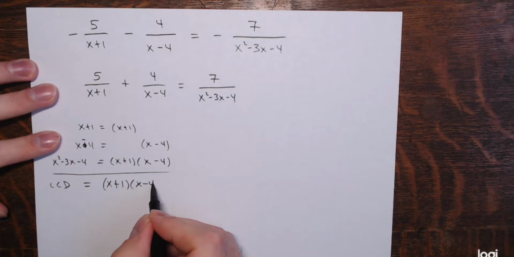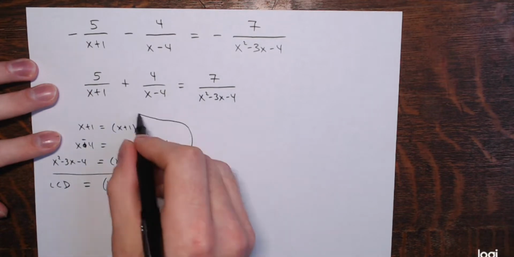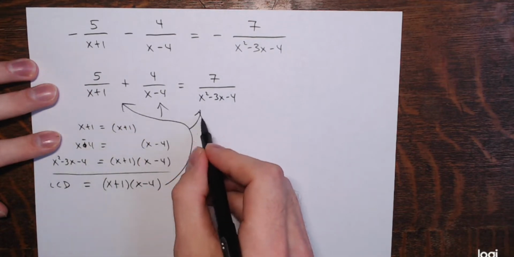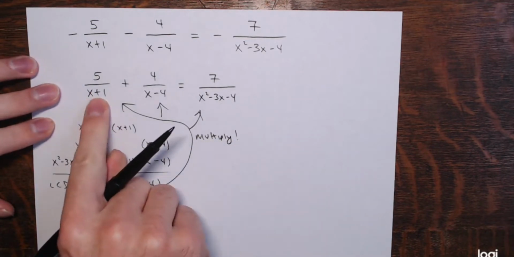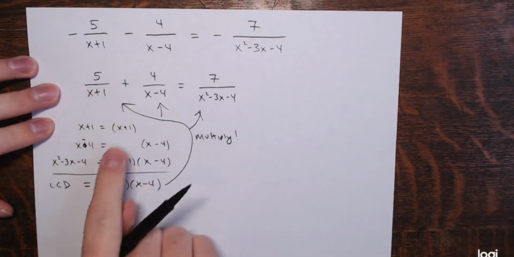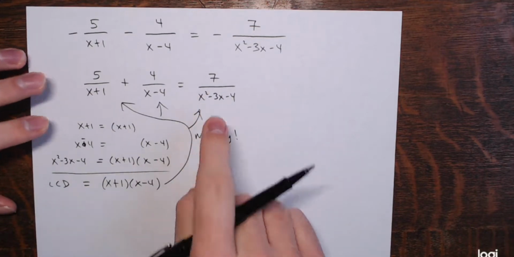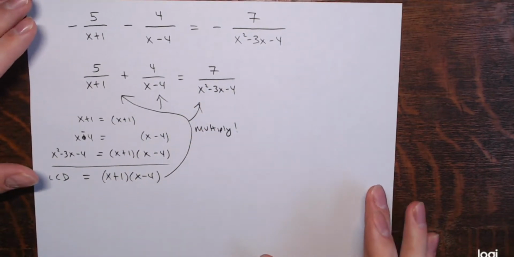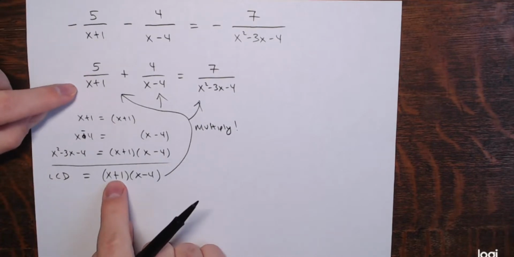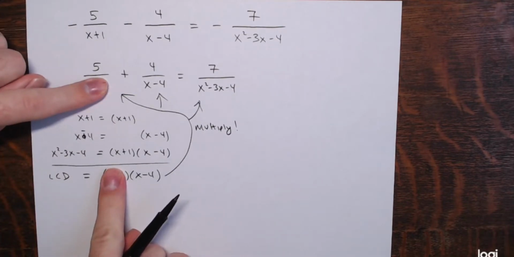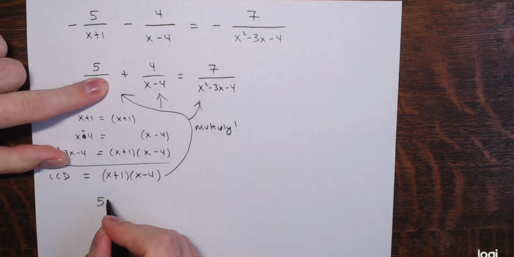And this is what I'm going to multiply each of these terms by. I'm going to say multiply. I'm multiplying both these fractions on the left side by the LCD, and the fraction on the right side by the LCD. Now on the left side, the 5 over x plus 1, when I multiply it by the LCD, the x plus 1s will cancel. I'll cover those with my fingers. And I'm left with 5 and x minus 4. I'm left with 5 times the quantity x minus 4.